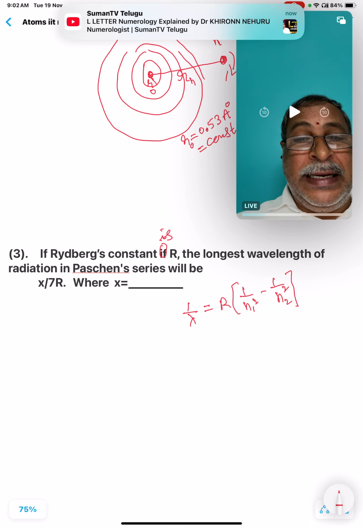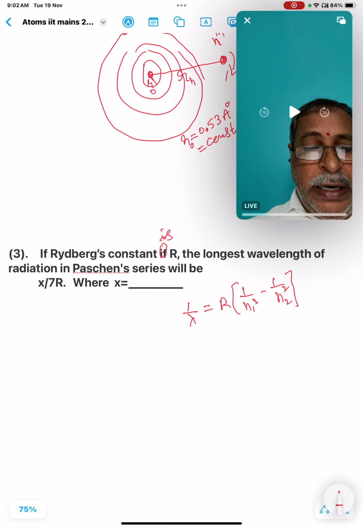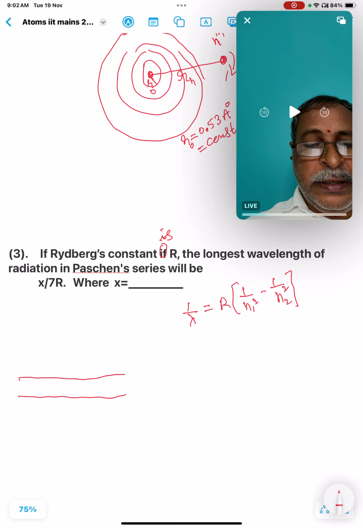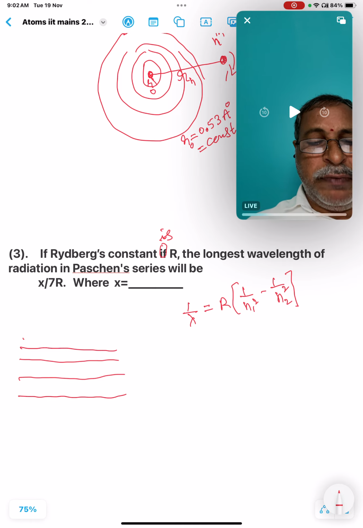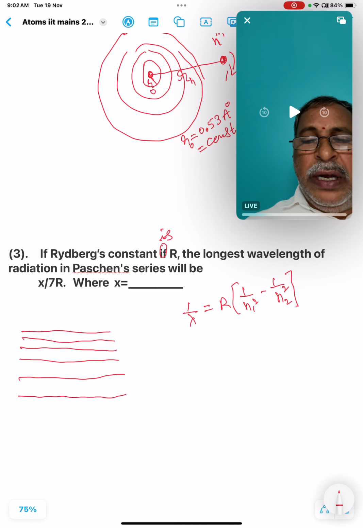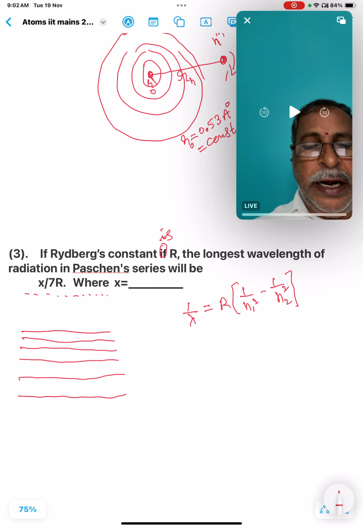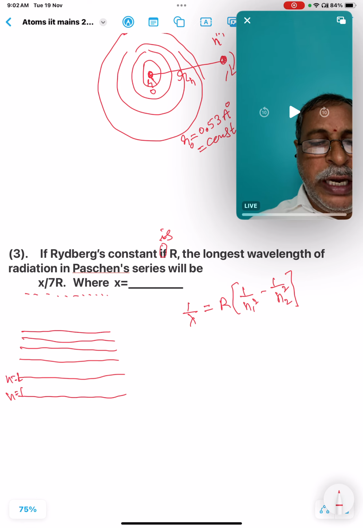So actually, this is the energy level diagram. Gradually the gap reduces from bottom to top. So this is the infinite state, dotted line. Initially n equals 1 here, n equals 2 here, n equals 3 here, like that. n equals infinity here.